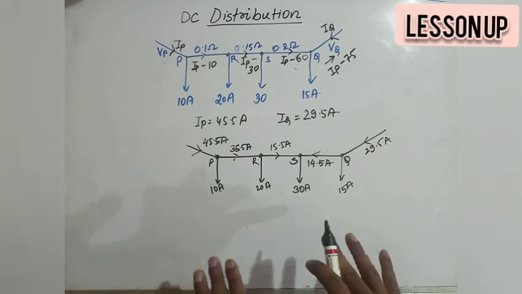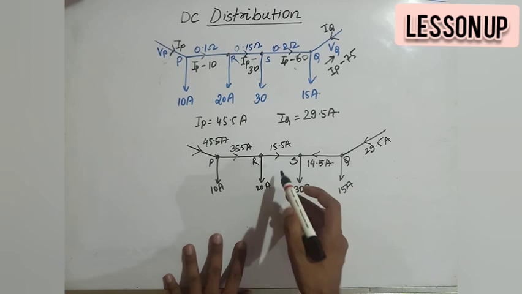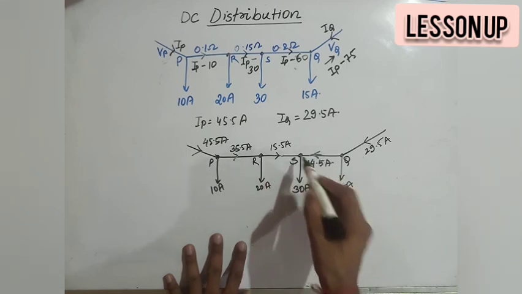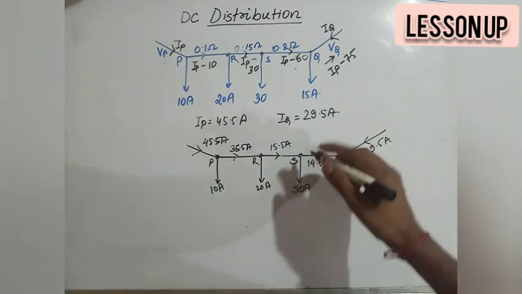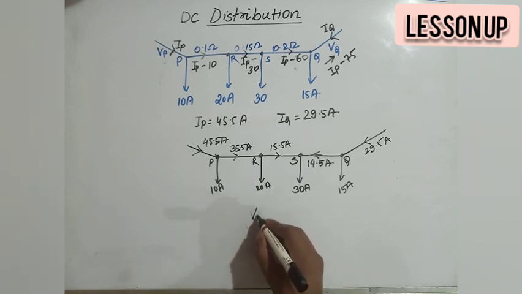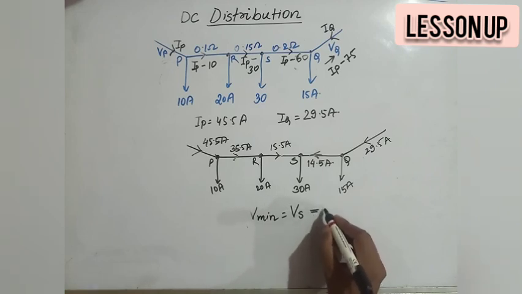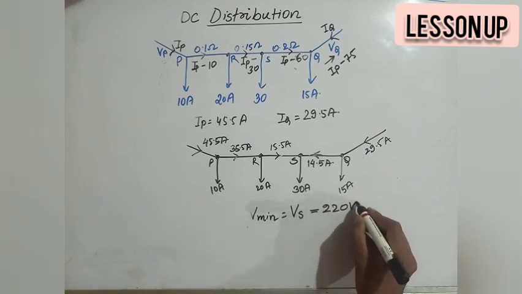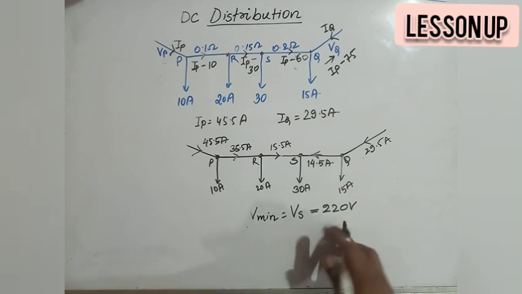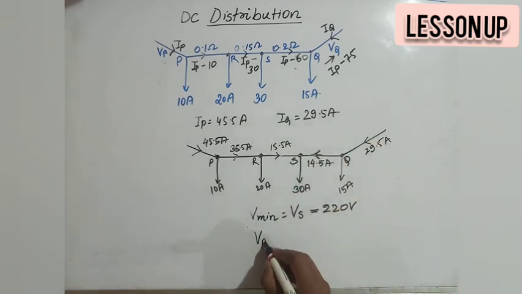Okay, so from this current flow diagram we can notice that at point S, current from both the directions comes at point S. So at this point we will get the minimum potential point. So V min will be equal to Vs, that will be equal to 220 volt. It is given that minimum potential is 220 volt and we have already found the minimum potential point, and Vp we need to calculate, right?